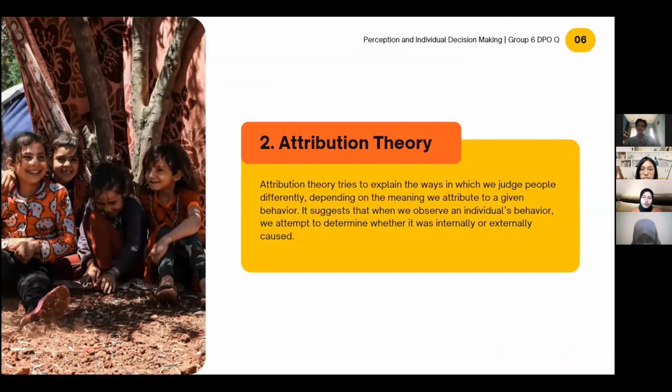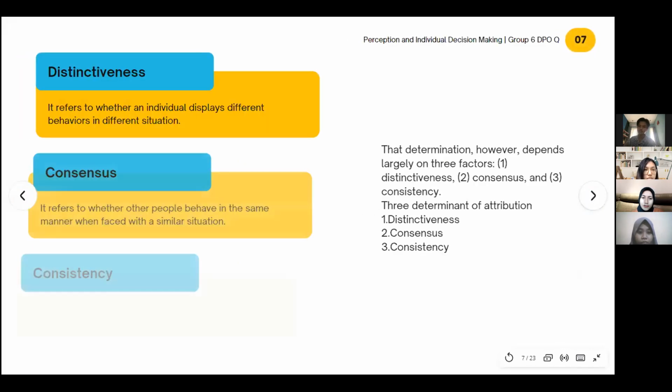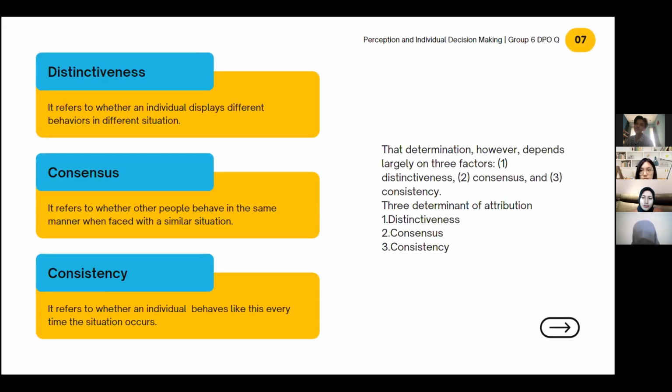Attribution theory. Attribution theory tries to explain the ways in which we judge people differently depending on the meaning we attribute to a given behavior. When we observe an individual's behavior, we attempt to determine whether it was internally or externally caused. However, the determination depends largely on three factors. The determinants of attribution are distinctiveness, consensus, and consistency.